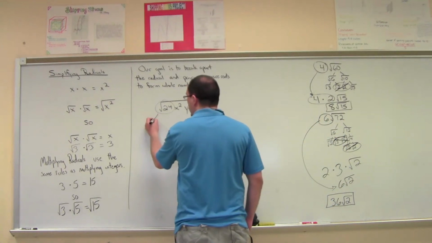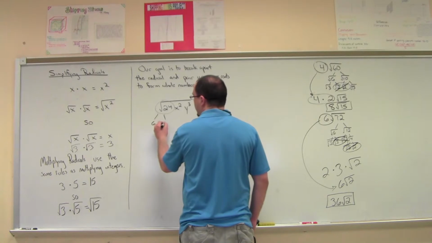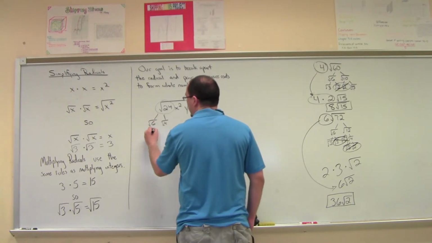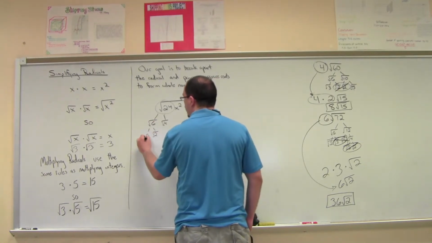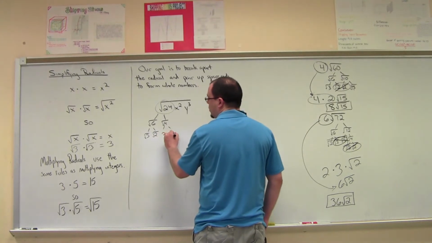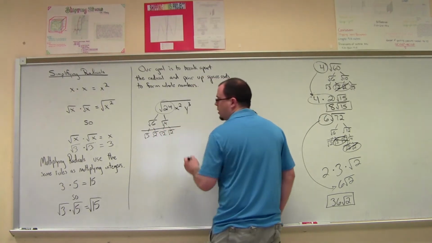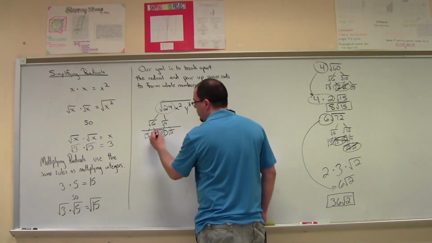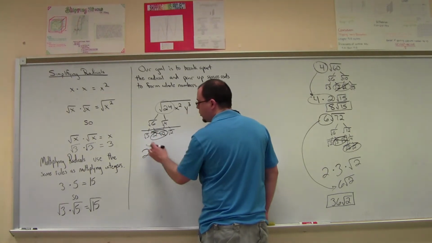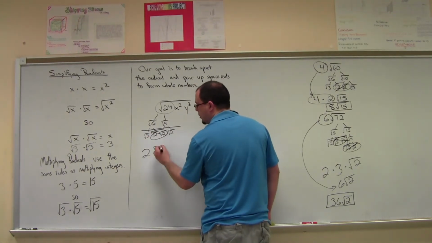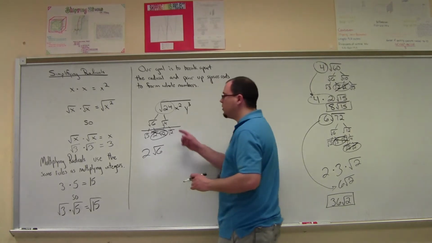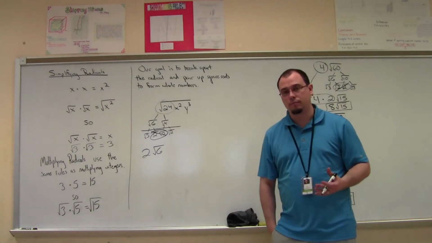So if we break down the 24, what you're going to notice is you'll get 6 and 4. The 6 breaks down to a 3 and a 2. The 4 breaks down to a 2 and a 2. Those are the numbers we're going to have. We can pair up a 2. We'll get a 2, and then we'll have radical 3 times radical 2 is radical 6. We would get 2 radical 6 for that part.